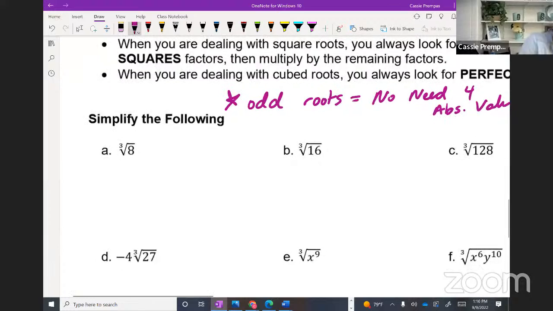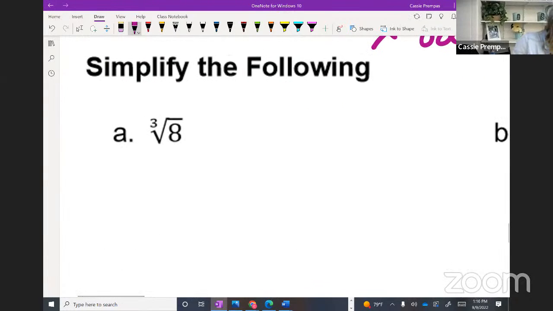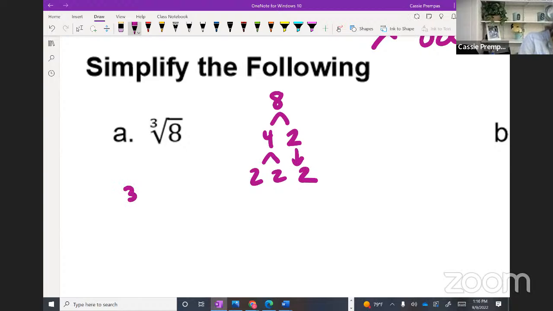Let's do a few of these for practice. Letter A, the cubed root of 8. We did this one, but just to make sure you understand what we're doing, factor 8 down. 8 factors down into 4 times 2. 4 factors down into 2 times 2. Line up those pieces. And so if I'm looking at the cubed root of 8, I'm looking at the cubed root of 2 times 2 times 2.